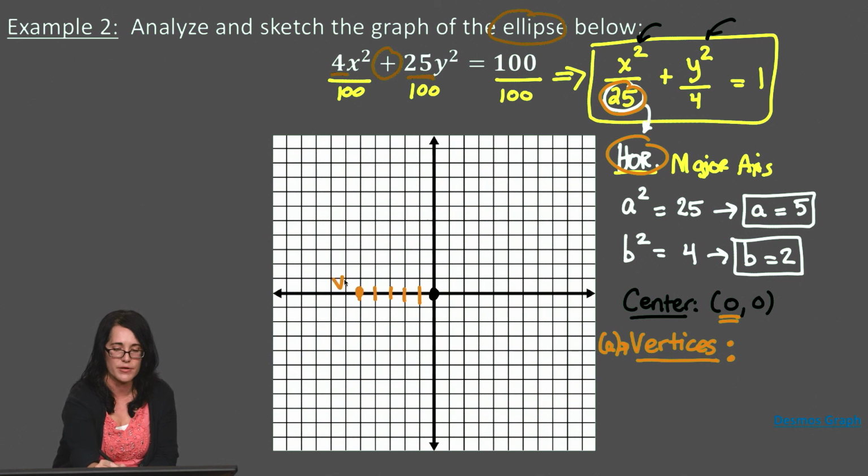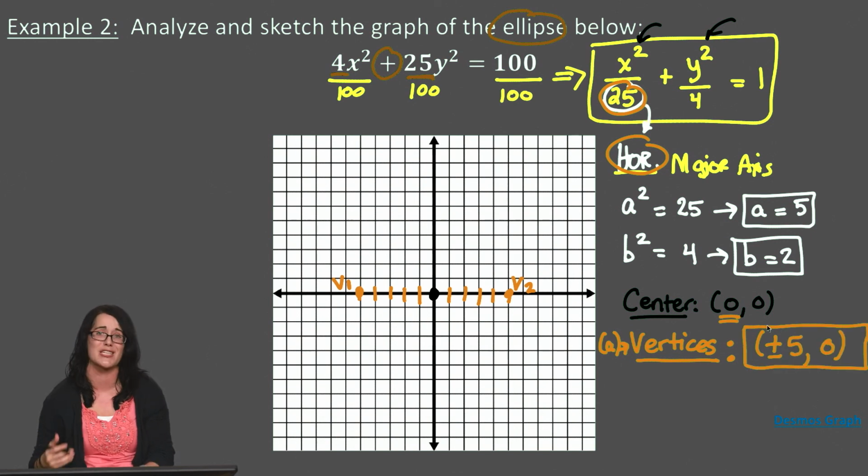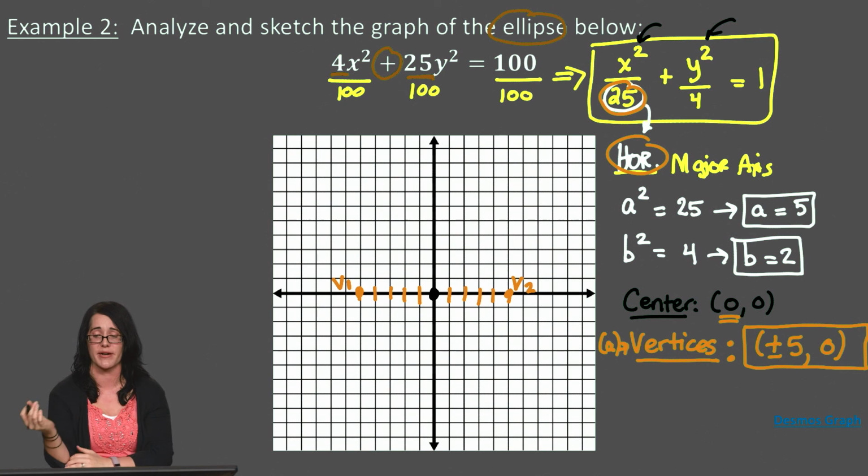So there's one of my two vertices, and to the right 5 units, there's another one of my two vertices. So my points for my vertices this time are positive and negative 5, 0. Again, this is an easy problem because I started at the center of 0, 0. Had I started anywhere else, you would take that x value and add and subtract 5 respectively.